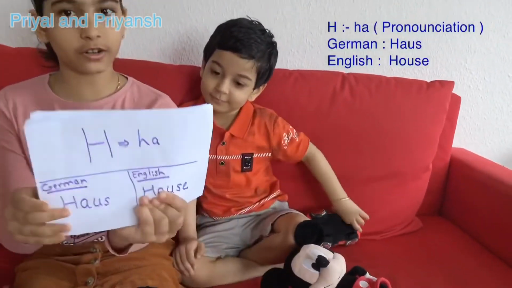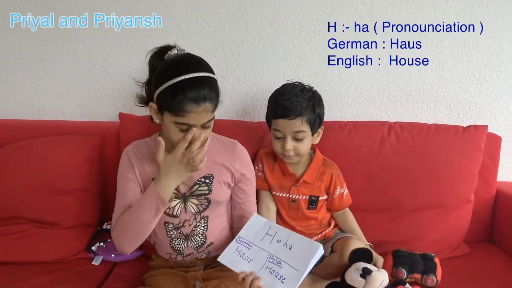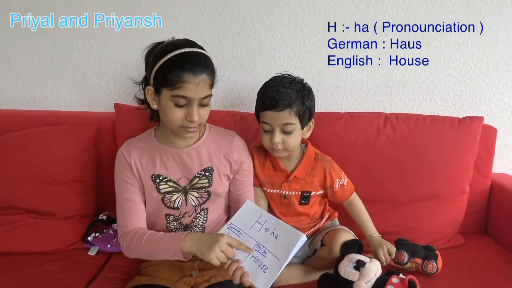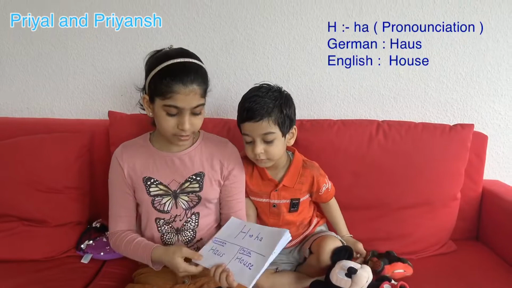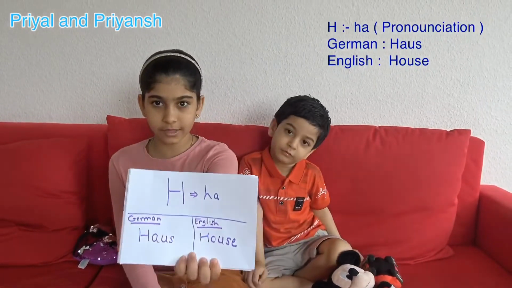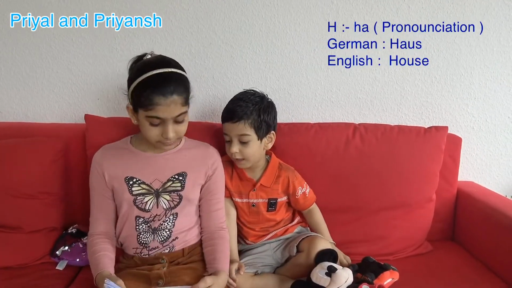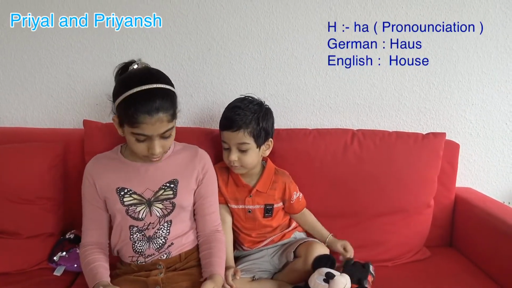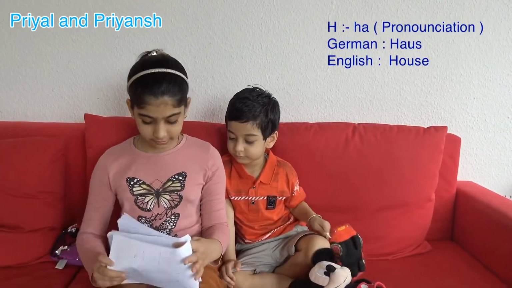Next we have the letter H, and they pronounce it as ha. And in German it's Haus, and in English it's house too, but only the spelling is different, not the pronunciation. Priyansh, can you say ha? Ha. And house? House. Okay, good.